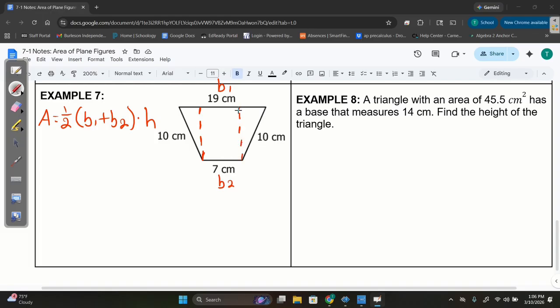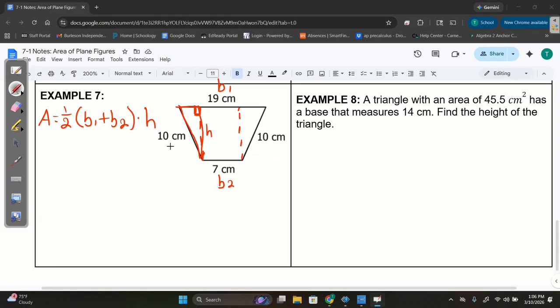So the question becomes, how can I find out what this distance here is? The way that I do that is by using triangles. I know you don't like triangles, but they appear quite frequently in geometry. Here's what we got to do. We're going to treat this as a triangle and use Pythagorean theorem to find out the missing side. We'll call it h.